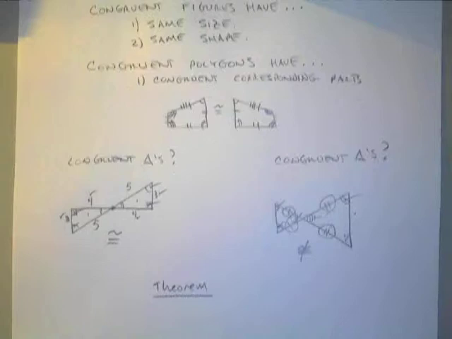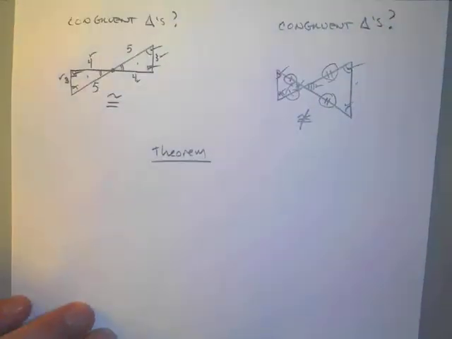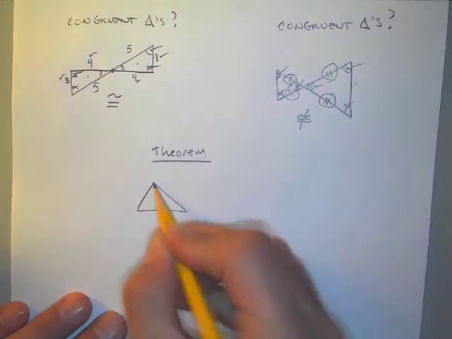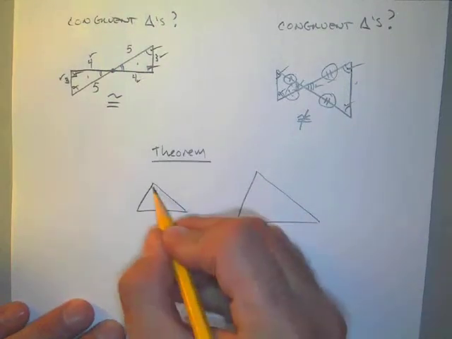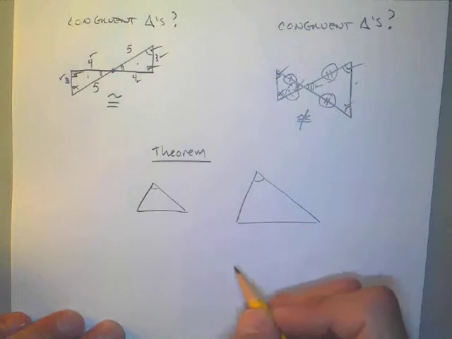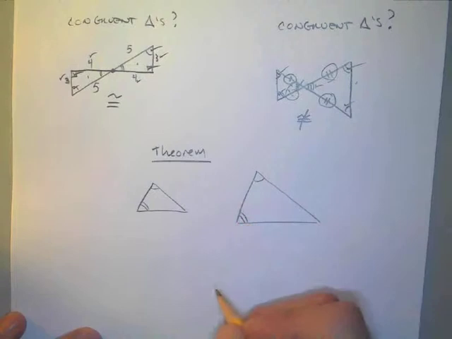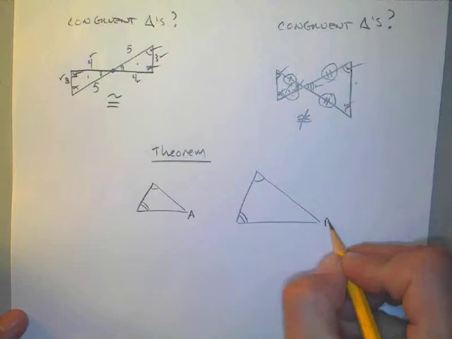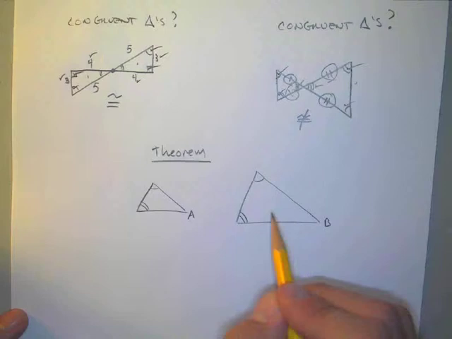And the theorem looks like this. If we have two triangles and these corresponding angles are equal and these corresponding angles are equal, then we can determine that angle A is congruent to angle B. Even though the sides aren't congruent, we can show that the angles are.